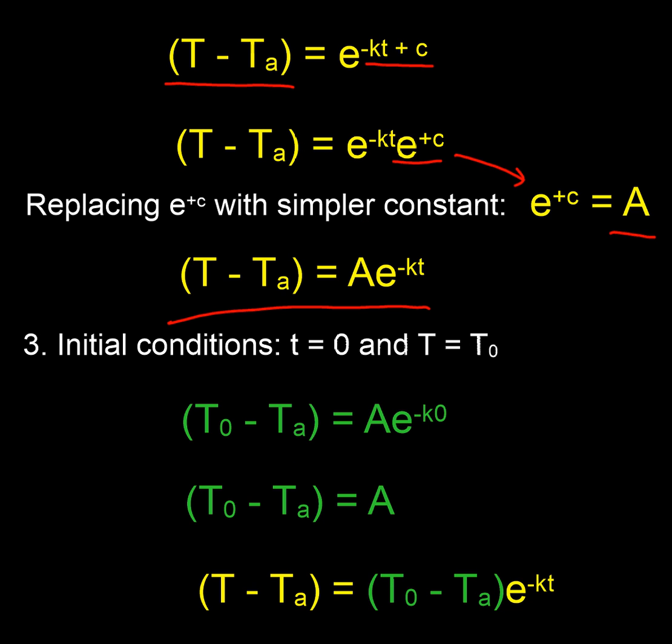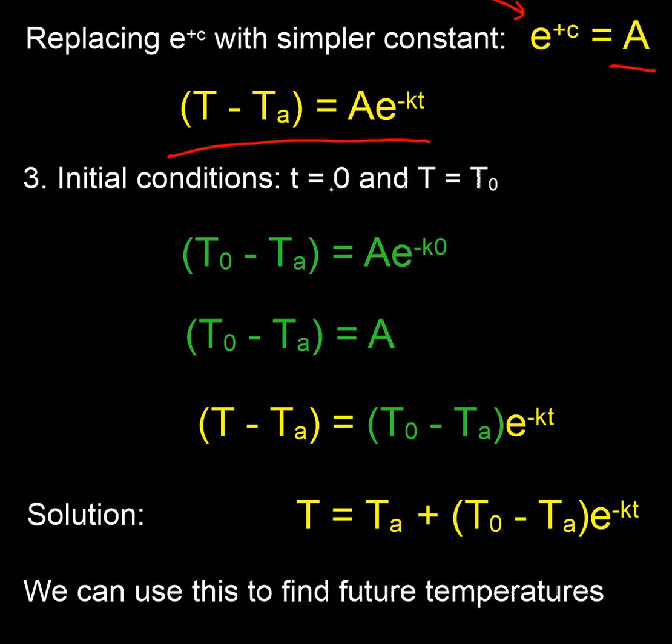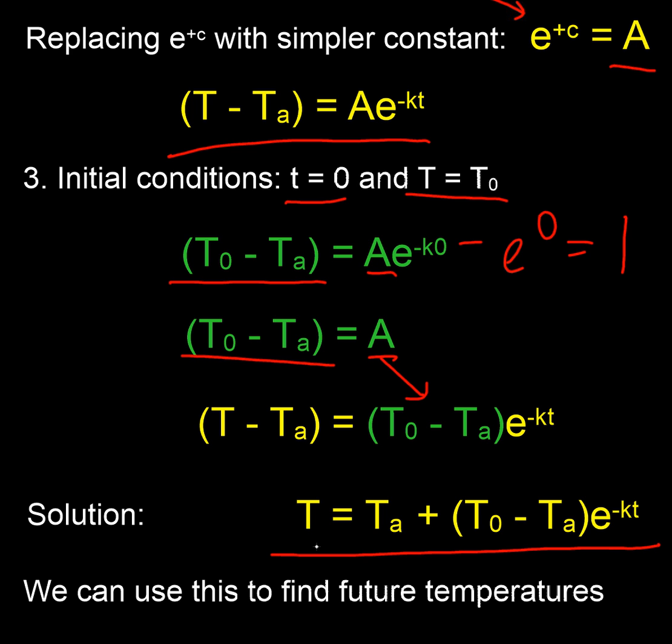So what am I going to do? I'm going to put in my initial conditions. So let's do that. When t equals 0, let's assume that the temperature is T naught. So let's have that there. Good. And I substitute that in. Well, I've got T naught minus Ta on the left hand side. Here I've got e to the minus k0. E to the minus 0 is 1. So I've just got A left here. So I now know that A equals T naught minus Ta. I substitute that in here, and I've got my equation for the temperature over time.